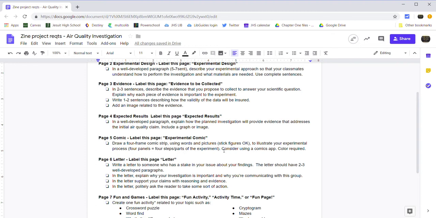All right, and you might want to consider using a comic books app. They have a lot of comic book generators out there, and you might want to consider using one of those.